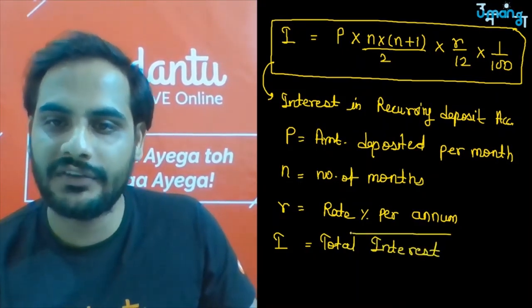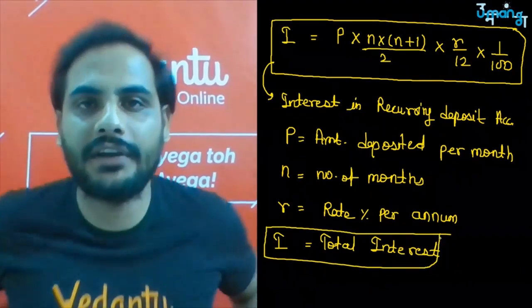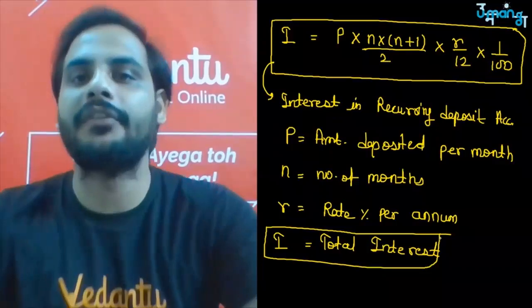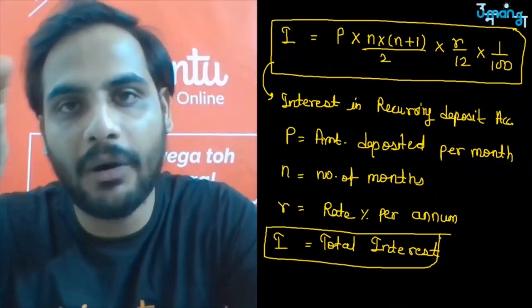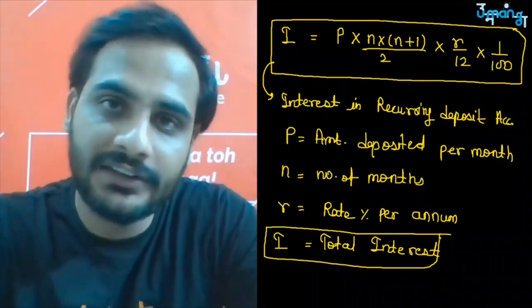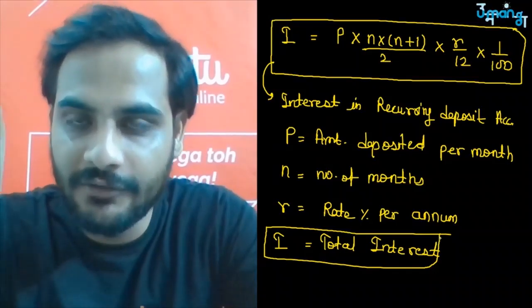Okay, so this is the total interest which you will be getting when you deposit in a recurring deposit account type, where you deposit a fixed amount every month, and every month the interest is calculated on simple interest basis. Got it? So this is the formula for interest.